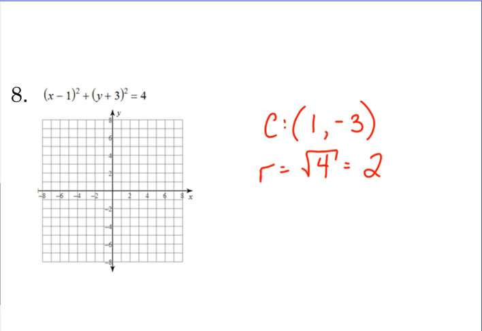Just as a side note, if the number on the other side is not a perfect square, just take the square root and use the decimal value, okay?